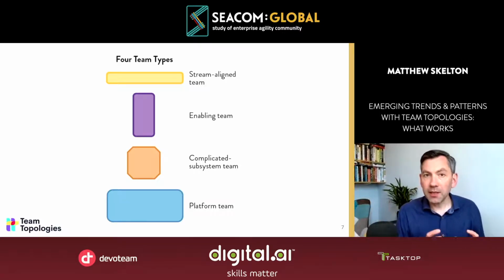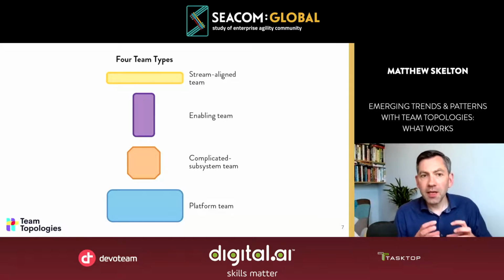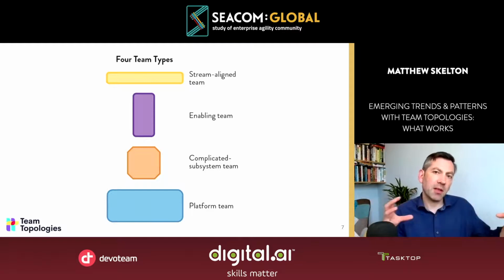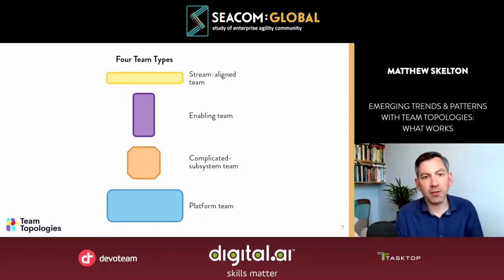We've also got a complicated subsystem team, which is an optional type of team. Sometimes when we're building some software, there's some aspect of it which is really involved, needs complicated mathematics, maybe some advanced awareness of maths or processing or some kind of complicated logic. And in which case, it's not reasonable to expect a streamlined team to have that kind of capability. In which case we might bring it into a complicated subsystem team.